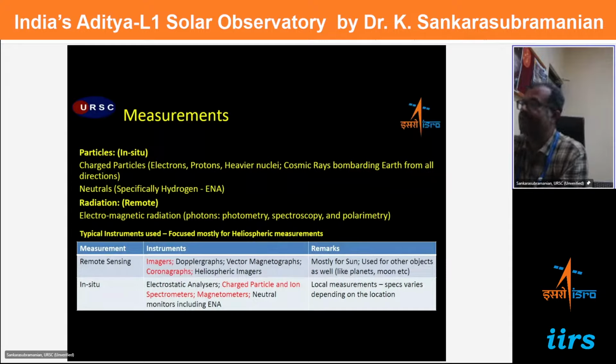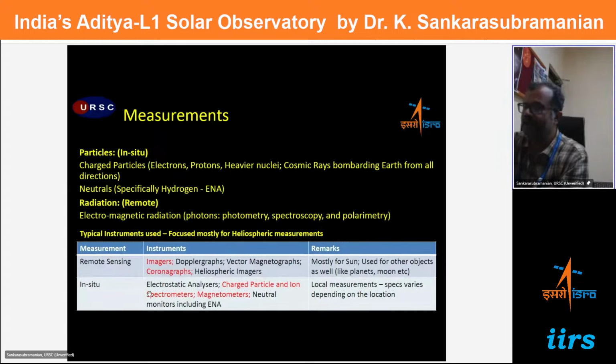addressing the composition of the plasma. And polarimetry is a technique used to study how the photons are polarized based on the physical mechanisms happening on the sun. So these three are the techniques which are used. And the typical instruments used, focusing mostly on heliospheric measurements, are listed here. For remote sensing, you have imagers, Dopplergraphs, vector magnetographs to measure the magnetic fields, coronagraphs, and heliospheric imagers. These are mostly for the sun, but are used for other objects as well, like planets, moon, etc.